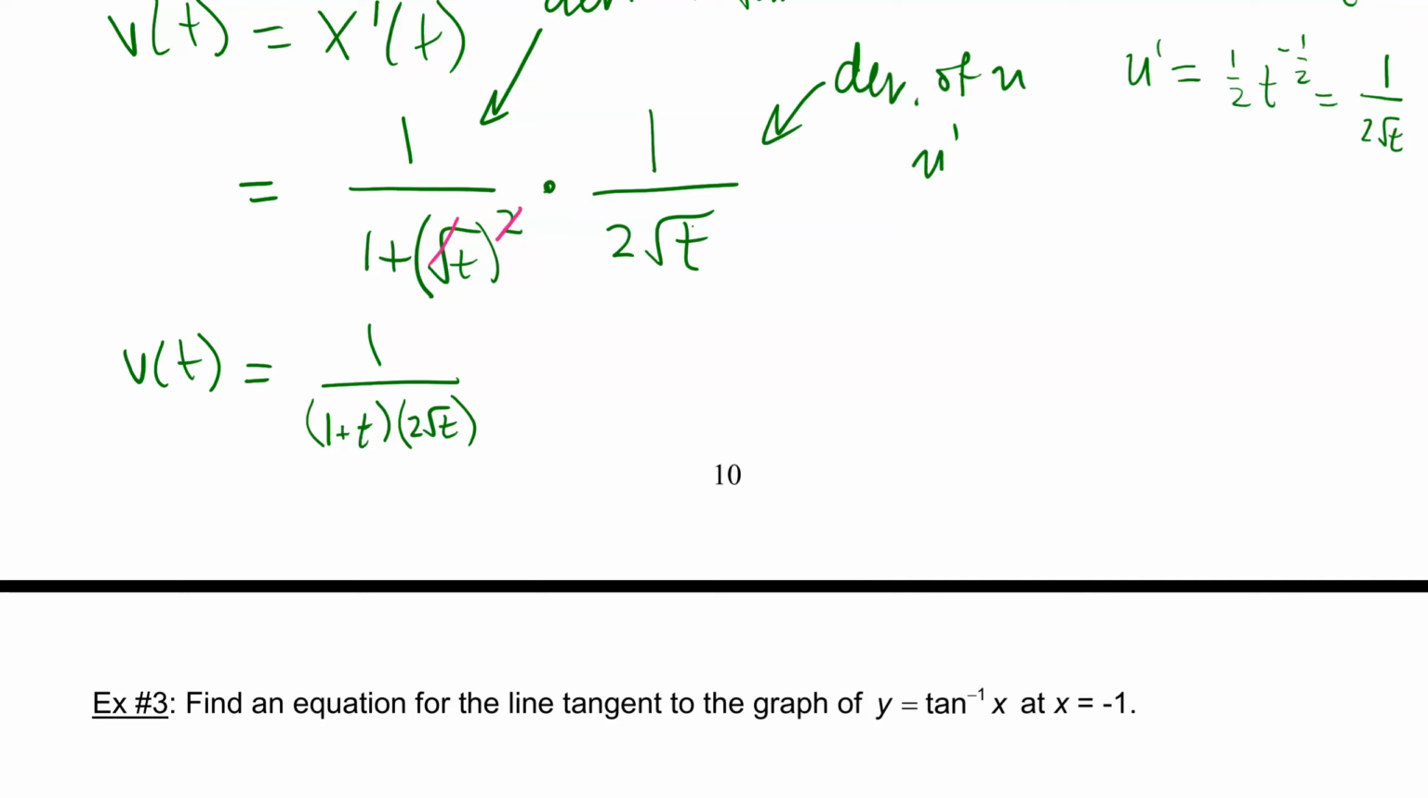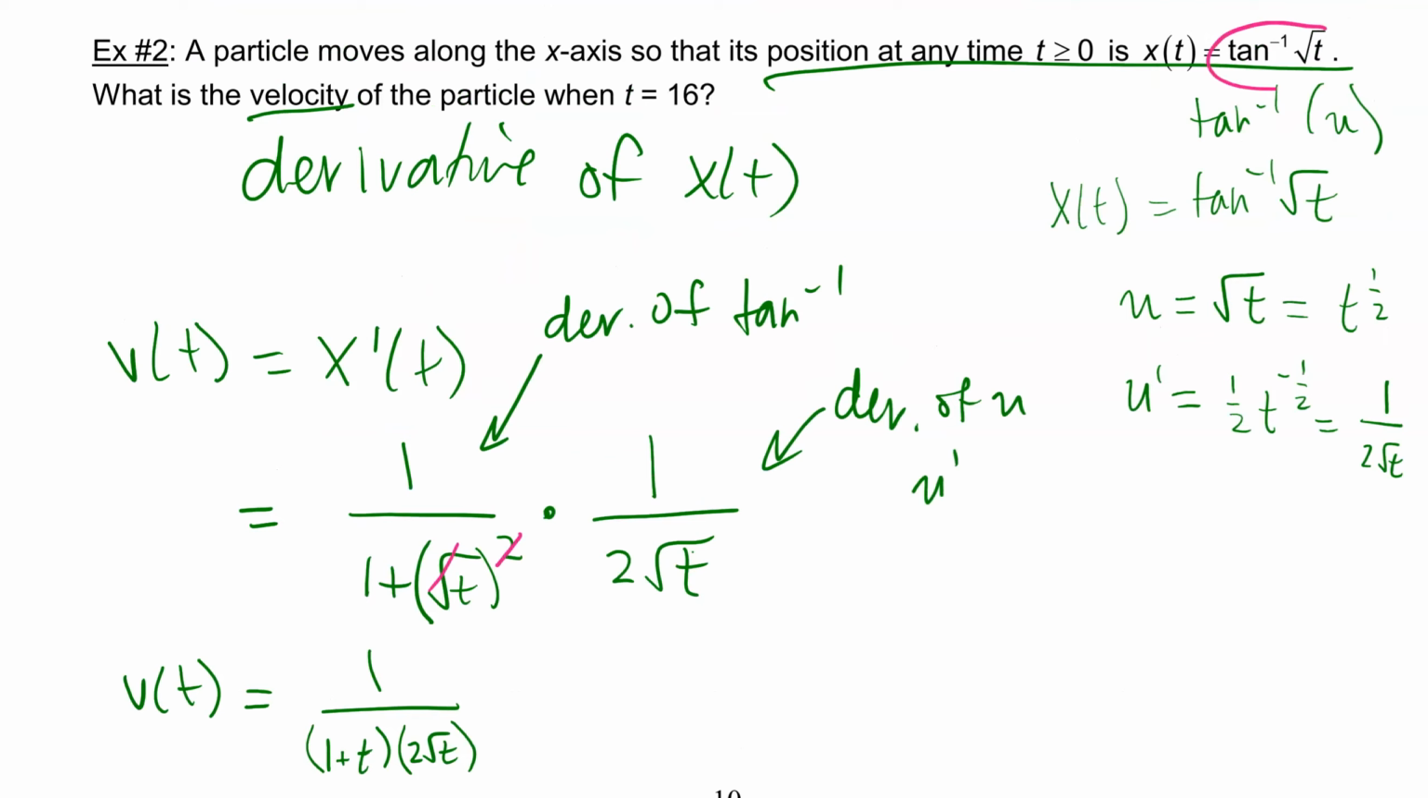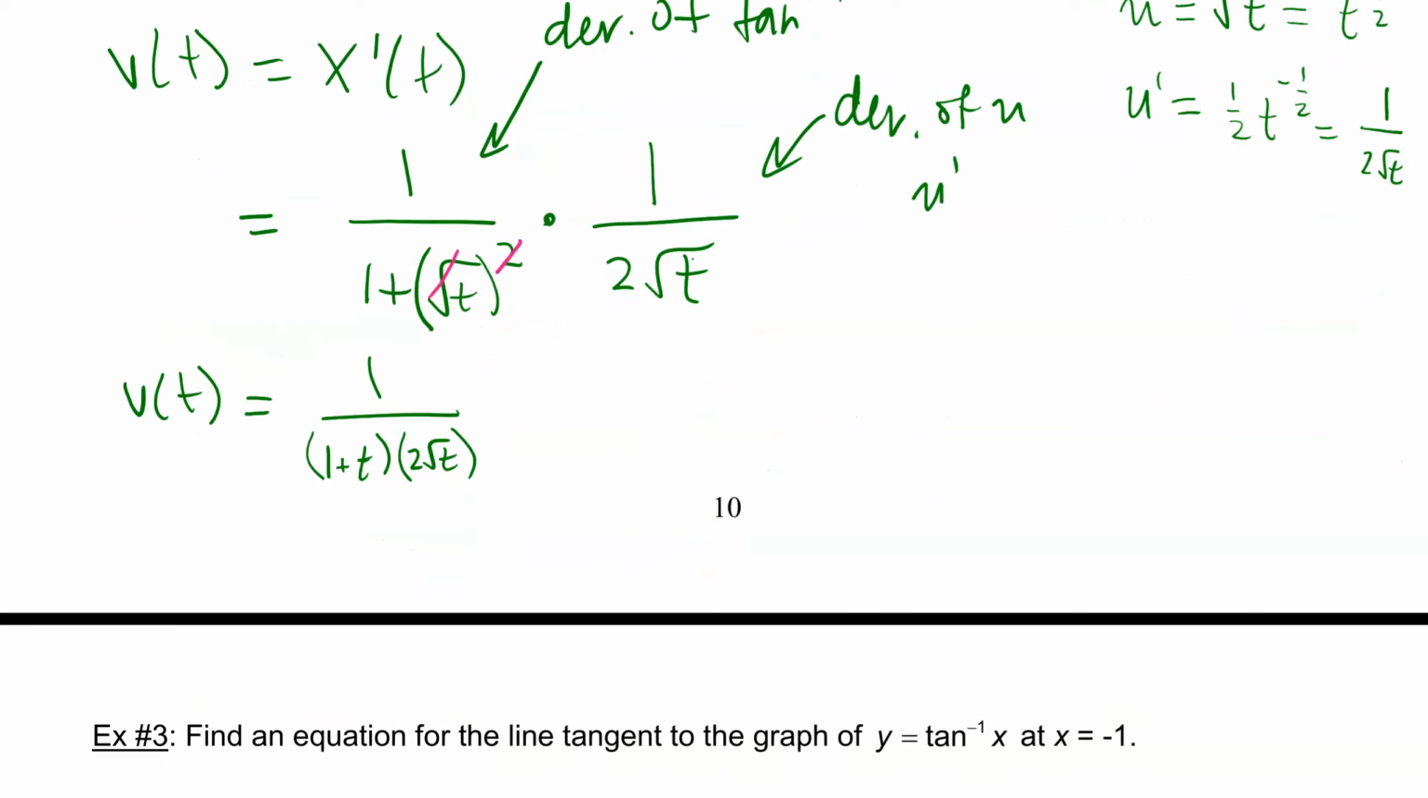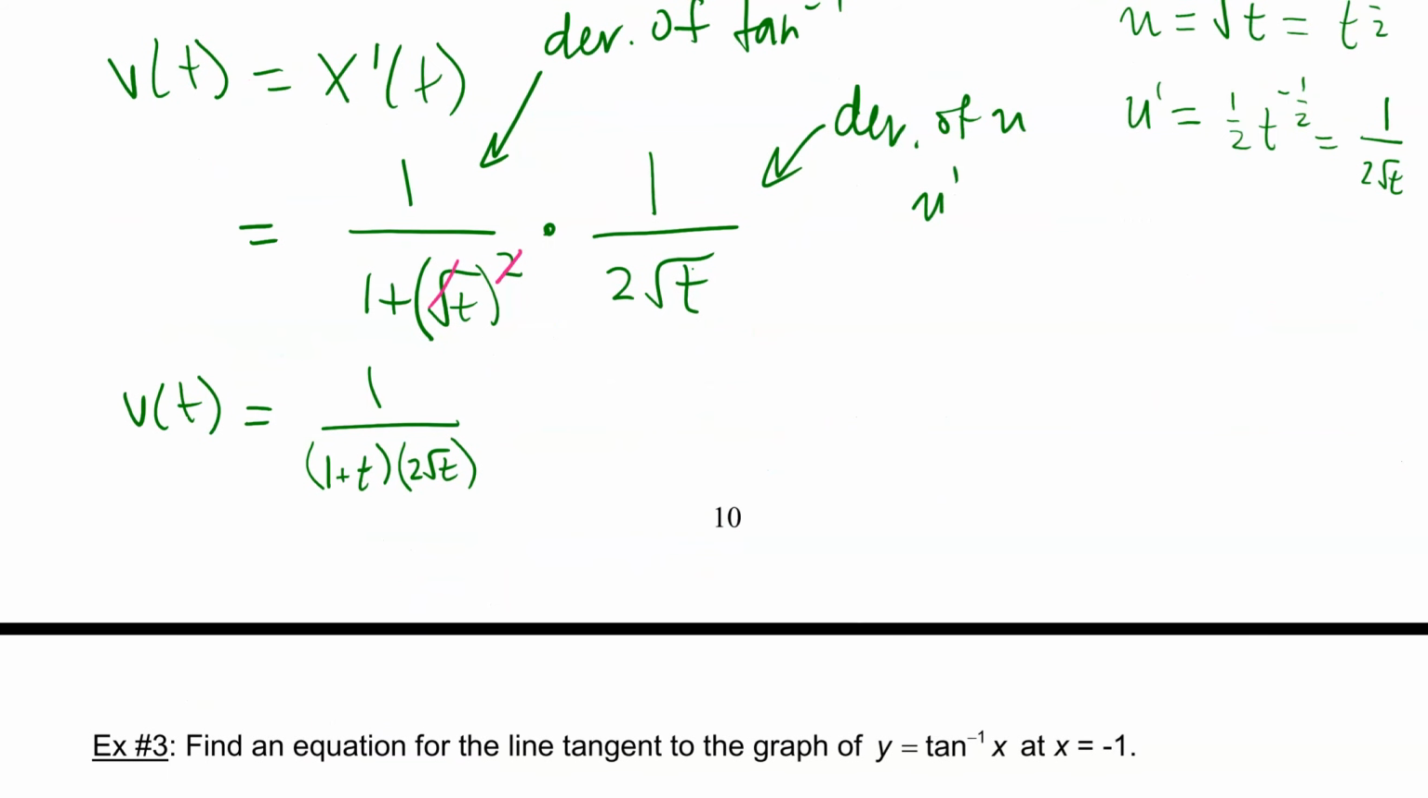How do you know that the velocity of t is that? You just have to memorize that the velocity is the derivative of position. I have the position equation, so I find the derivative, and it will give me velocity. So velocity is derivative of x of t, aka derivative of position.